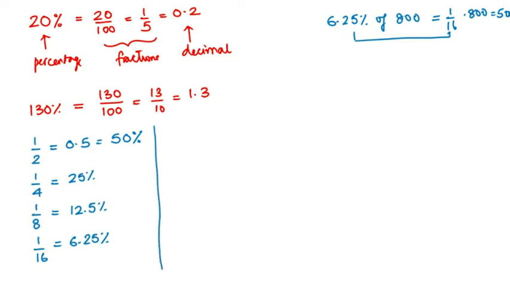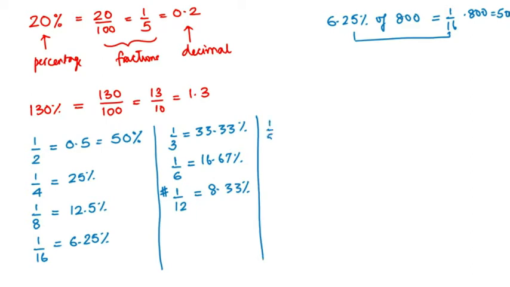Now let's look at the other set. I have 1 by 3. What is 1 by 3? It is 33.33%. 1 by 6 will be half of that, that is 16.67%. And 1 by 12 will be half of that, that is going to be 8.33%. This is a very important number. Quite often you will come across 8.33% in questions. Remember, 8.33% is nothing but 1 by 12. So this is also a number that you should remember.